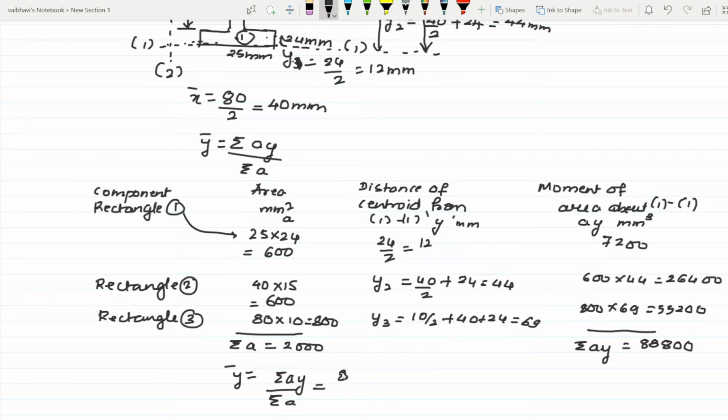So 88,800 divided by 2000, so we get y bar as 44.4 mm. So the coordinates of the centroid of the given figure are G (40 mm, 44.4 mm). Okay.